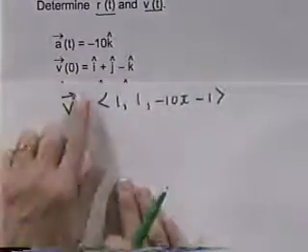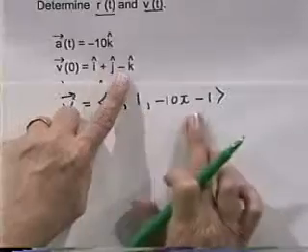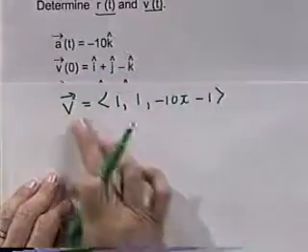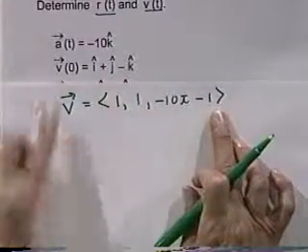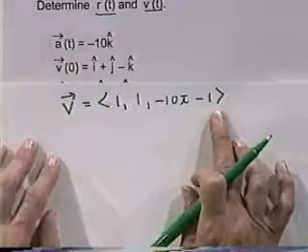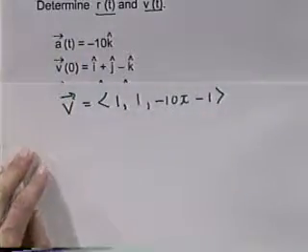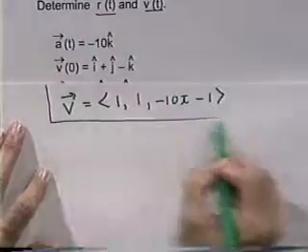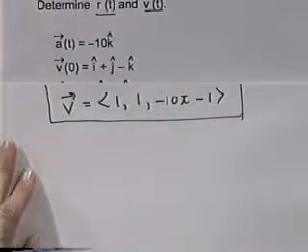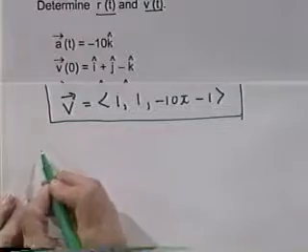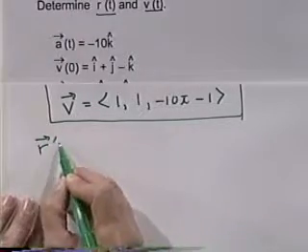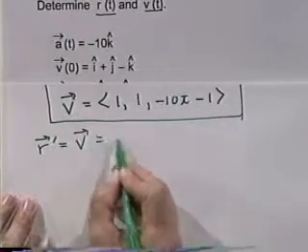Notice if you plug in v of 0, what do you get? v of 0 is 1, 1, negative 1. If you differentiate v with respect to t, you should get your acceleration. What do you get? 0, 0, negative 10. I know I'm right. So this is my first answer. This is my v. Now they want me to find out r. Well, I know r prime is equal to v.